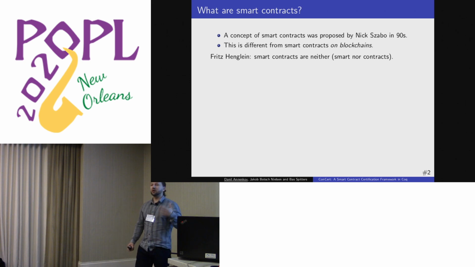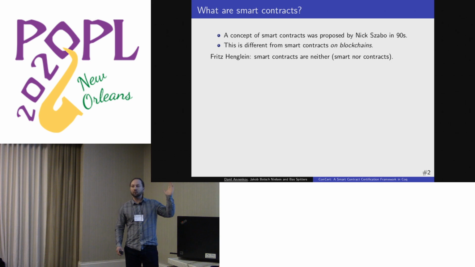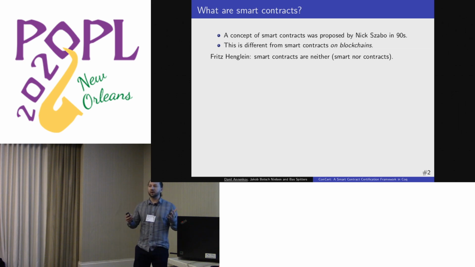So maybe you already heard about smart contracts for blockchains, but this concept was introduced some time before, and the current incarnation is not exactly what the concept of smart contracts introduced in the 90s was meant for. We usually think of contracts as some kind of specification or declaration of obligations. It's not exactly what smart contracts for blockchains are currently, and as Fritz Henglein concisely put it, smart contracts are neither. So what are they then?